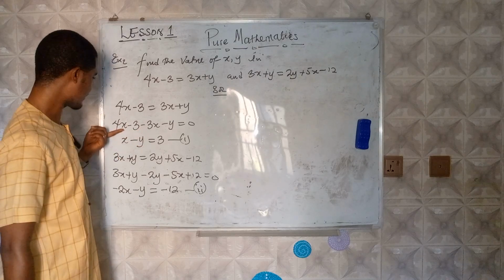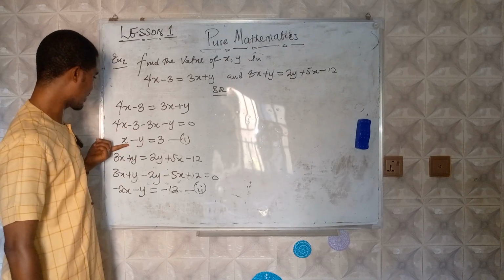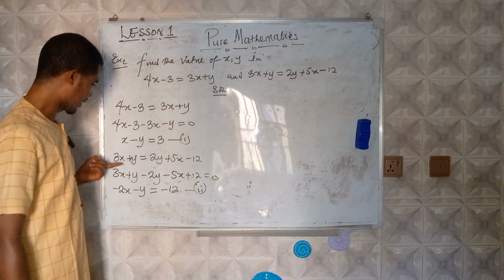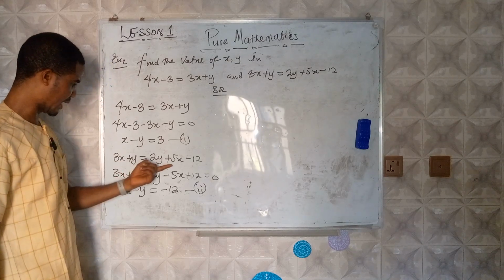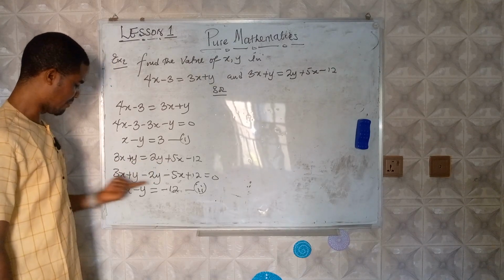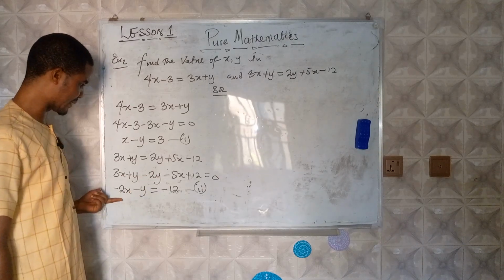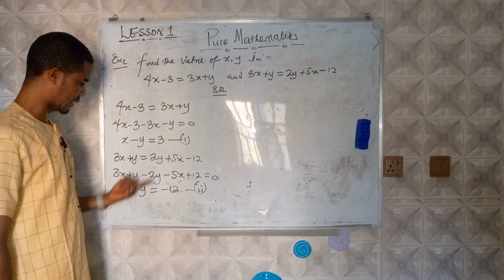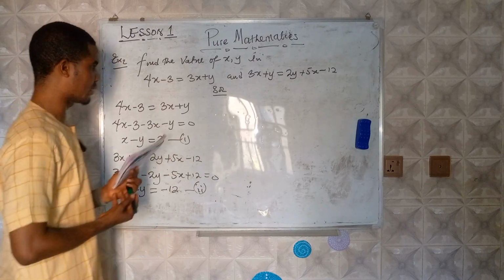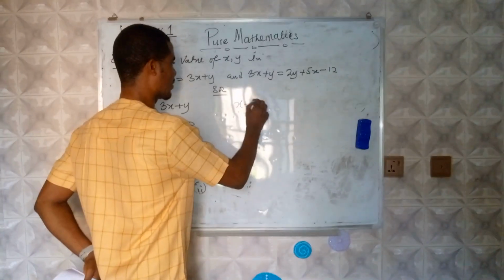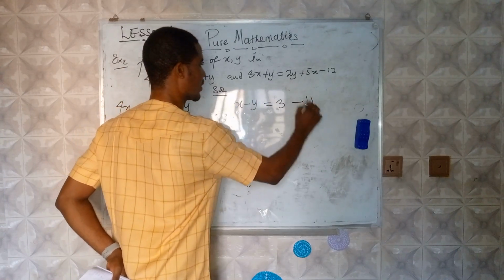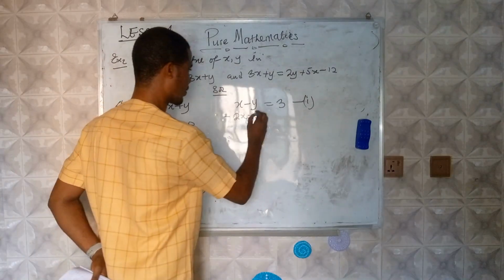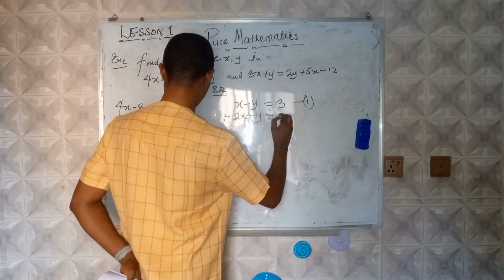This equation is correct. 4x minus 3x will give us x. This 3, then minus y. This 3 moves over here to become 3. 3x, when we bring everything here, 3x minus 5x will give us minus 2x. 1 minus 2 will give us minus 1. Then 12 moves over, so I have equation 1 and equation 2. So I'm going to write them out. x minus y equals 3. This is equation 1. And then minus 2x minus y equals minus 12.